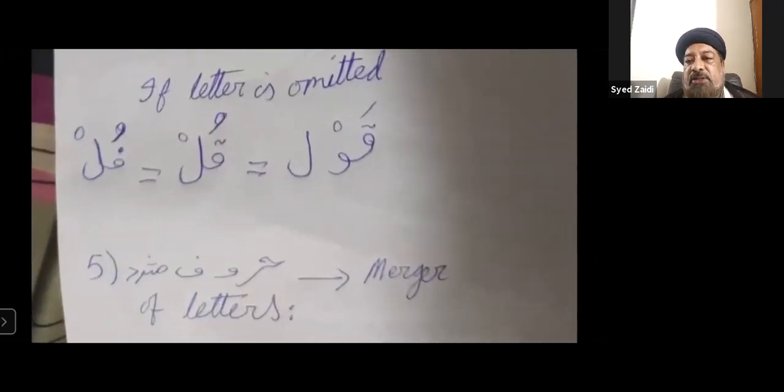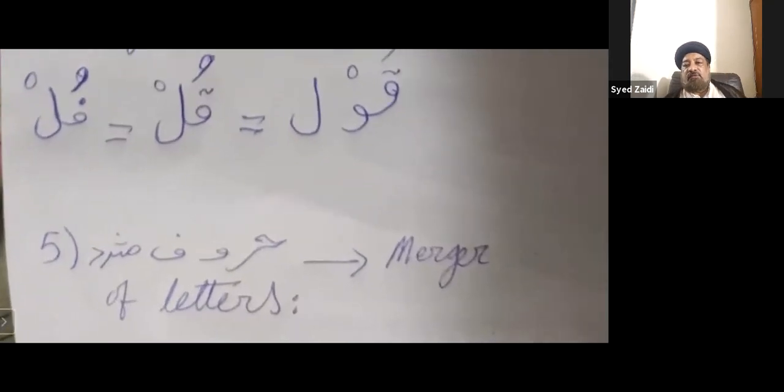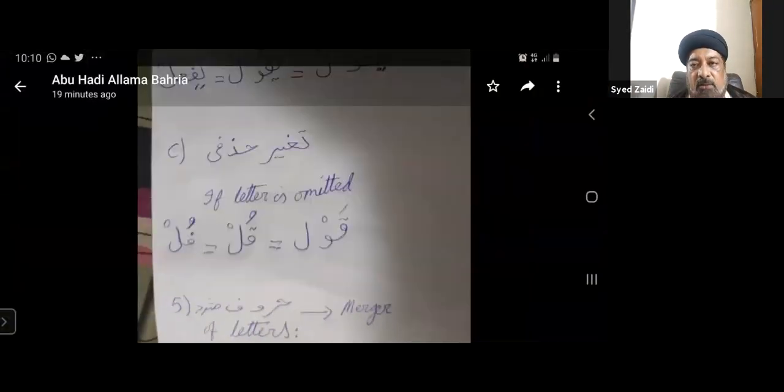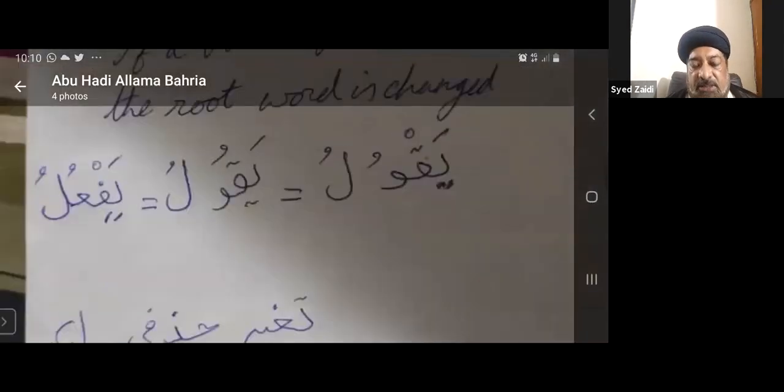Now, huruf mushaddad, what is a merger of letters? You see two lams. The two lams have joined together and become a single letter. This merger of letters, right? So those two lams will be called huruf mushaddad. The merger of the letters, right? Now, I'm going to give you an example of these words, huruf mushaddad, to make you understand.